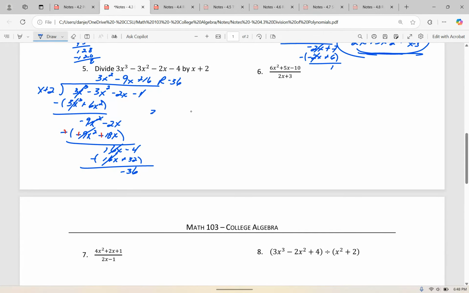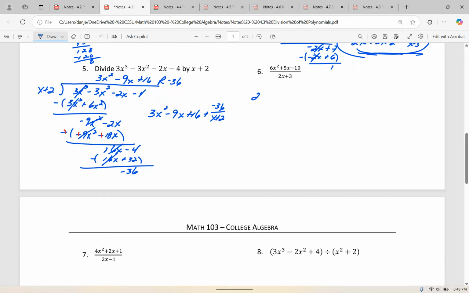So our quotient, again, is 3x squared minus 9x plus 16. And then we have a remainder. So I could write minus 36 or plus negative 36 over x plus 2. Either way. Okay, so let's go ahead and look at number 6.